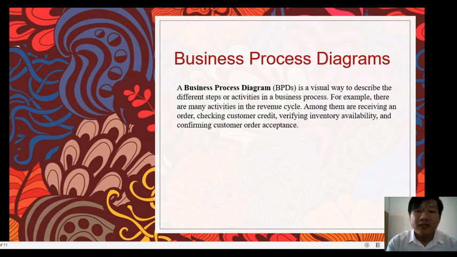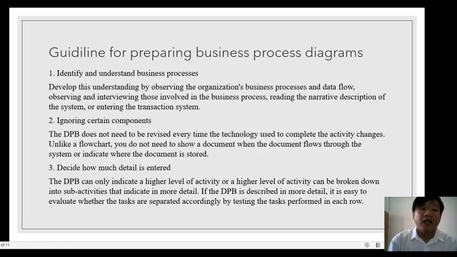Next one, business process diagram. A business process diagram is a visual way to describe the different steps or activities in a business process. For example, there are many activities in the revenue cycle. Among them are receiving an order, checking customer credit, verifying inventory availability, and confirming customer order acceptance. Guidelines for preparing a business process diagram.